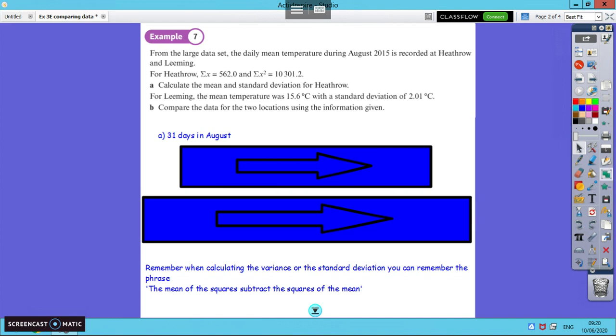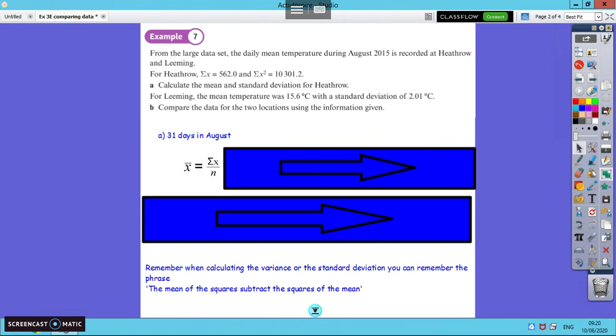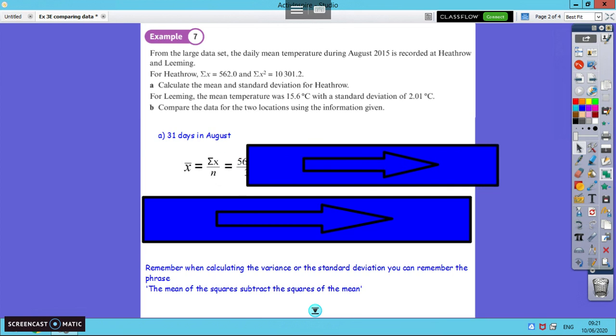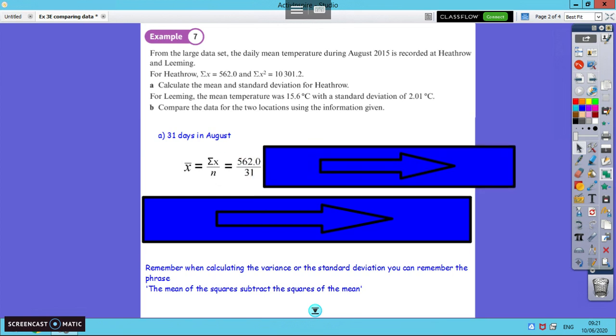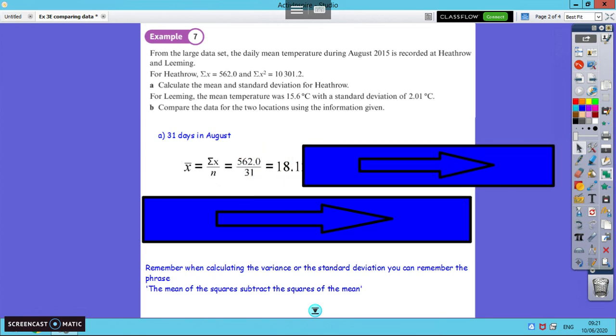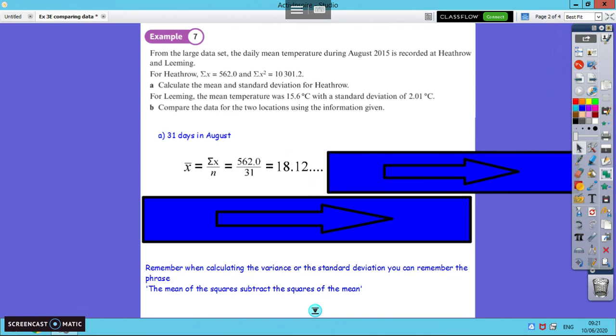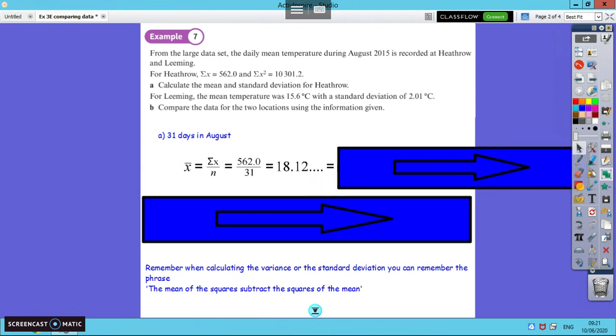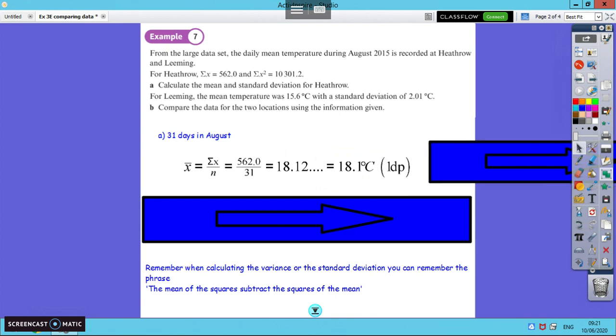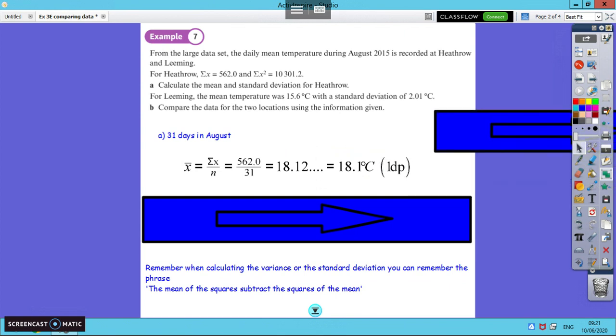So your mean x bar is sigma x over n. So the total of the x's over n. We're told what sigma x is. We know that n is 31. And so 562.0 over 31 gives 18.12..., which to one decimal place is 18.1 degrees Celsius. Okay. So that's the mean for Heathrow.